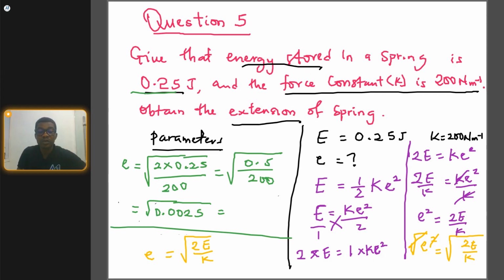The square root of 0.0025 is 0.05. Now, is your answer going to be like this? Of course, the answer should have a unit because you are calculating for extension, and extension has to do with length. So the unit of extension is what? Meter. So the extension of this particular spring is 0.05 meter.